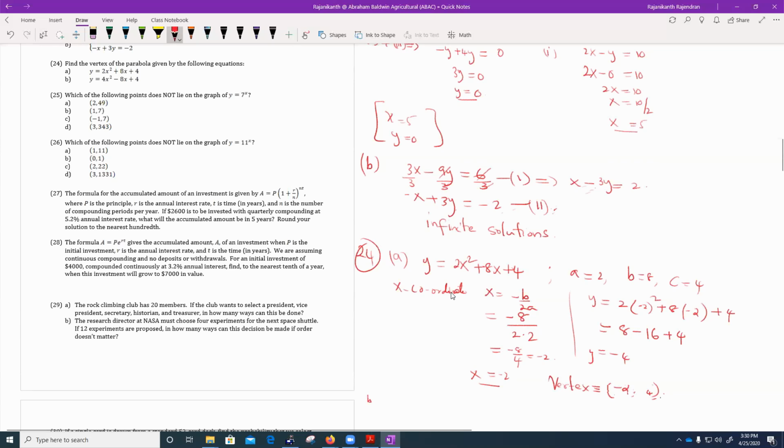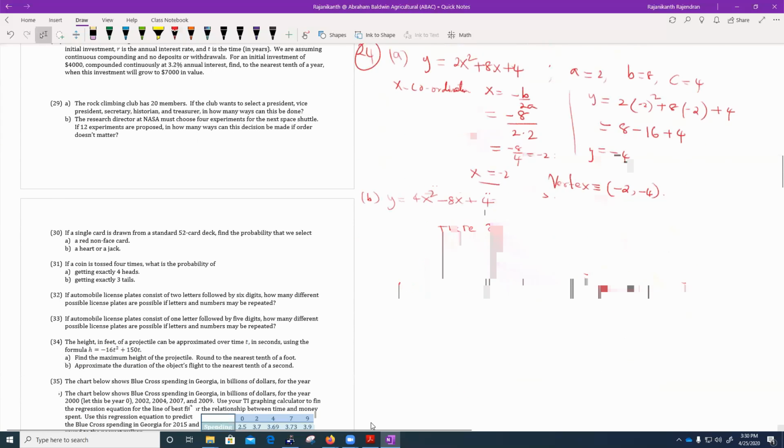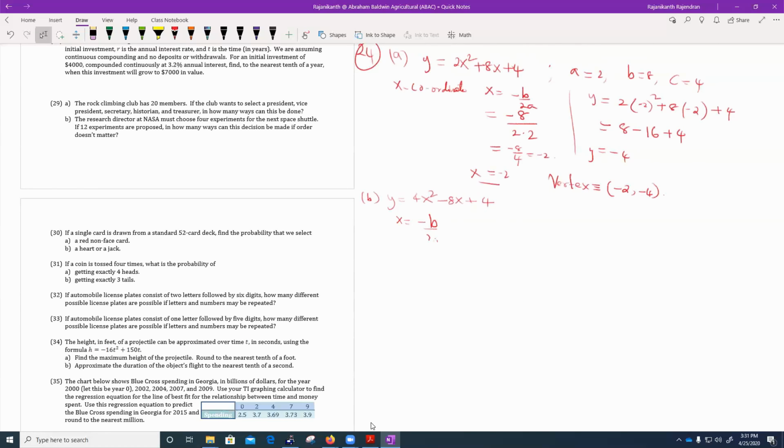So for part B, the given equation is y equals 4x squared minus 8x plus 4. Again, we are finding the vertex, so the x coordinate is negative b over 2a. Here the x squared coefficient a is 4, the x coefficient b is negative 8, and c is 4. Now plugging in the a and b values, you get negative of b, which is negative negative 8, over 2 times my a, which is 4, right? Simplify this one, which is 8 over 8, that is 1.